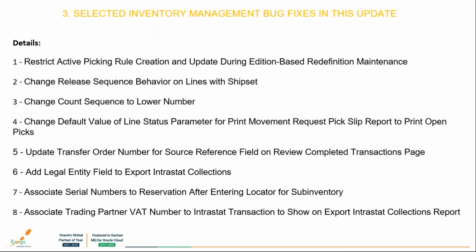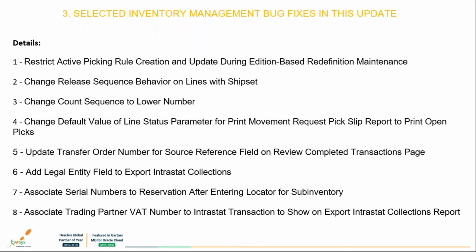Seventh, associate serial numbers of reservations after entering locator for sub-inventory. You can now enter serial numbers while creating reservations only after you enter the locator for sub-inventory where locator control is pre-specified. You can't associate serial numbers to a reservation for a dynamic locator controlled sub-inventory without providing the locator using the inventory stage transaction REST resource.